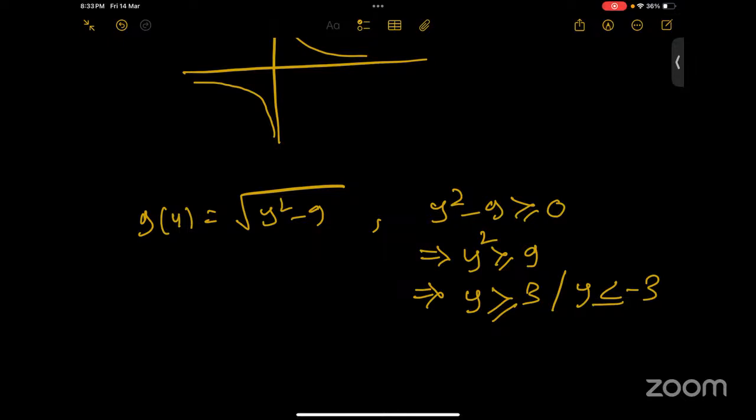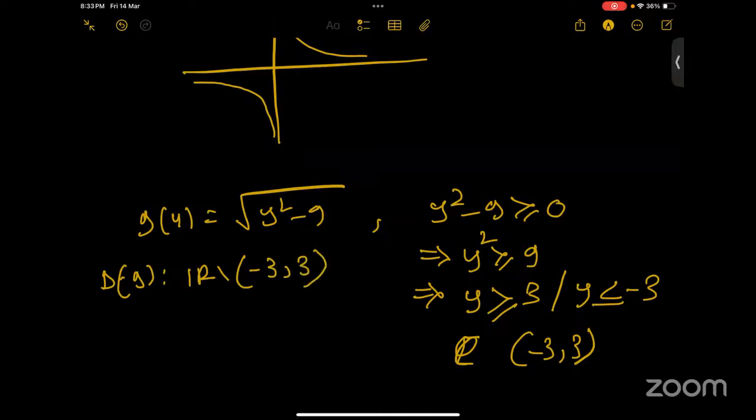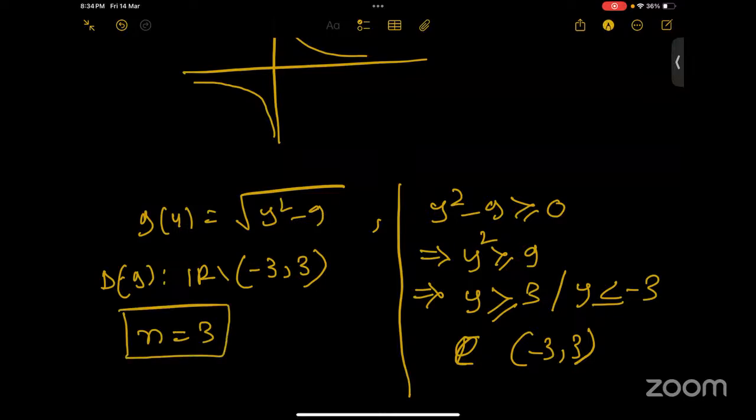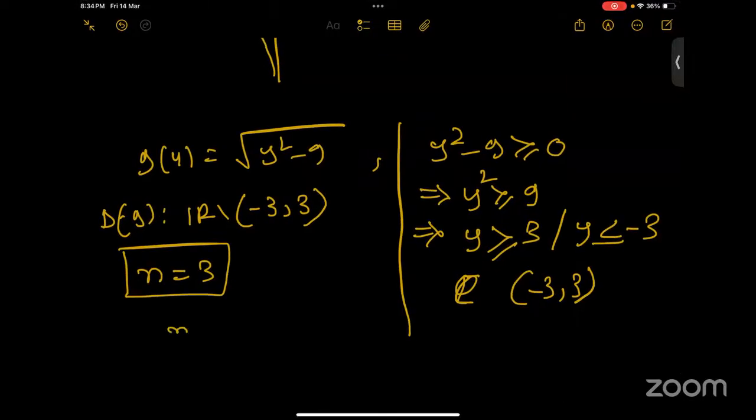Yes, ma'am. So what is the domain then? Basically we exclude minus 3 to 3 from the real line, right? Domain of g will become R minus minus 3 to 3, right? So what is the value of n? 3. Correct. So m plus n will be then 3. You can check the answer whether it is correct. Yeah, that one is correct, madam.